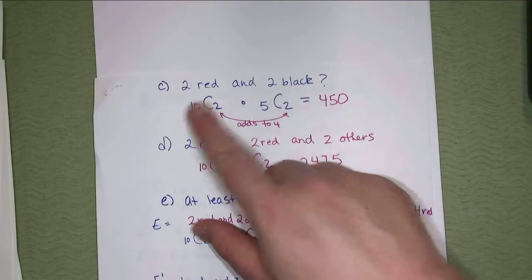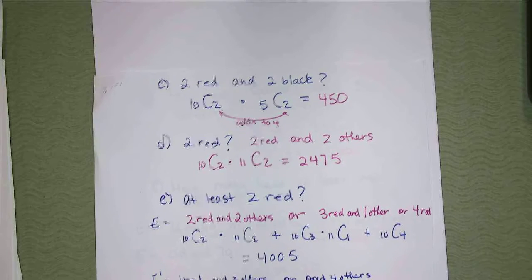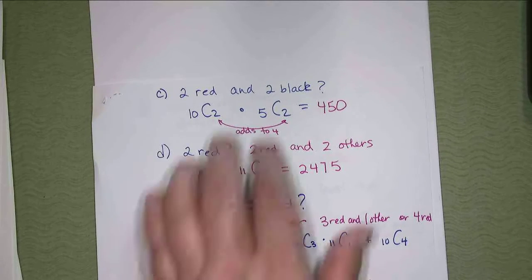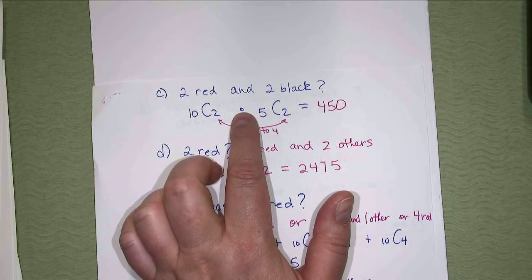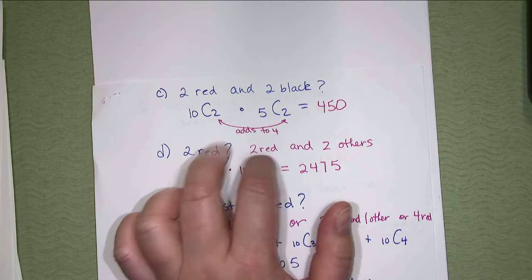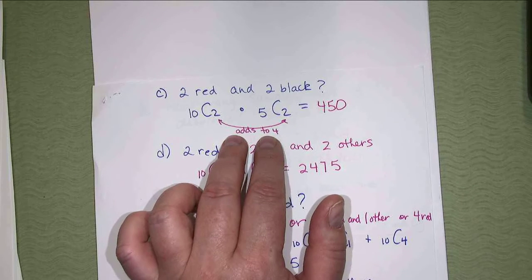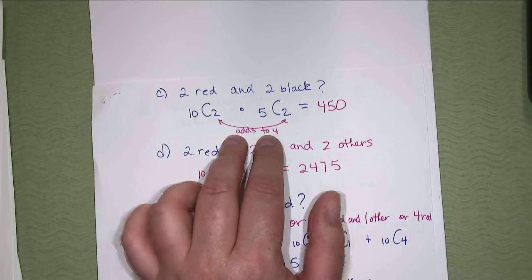Two red and 2 black. So they don't mention the, what's the third color? Green. They don't mention the green, so you don't count it. So they want 2 red and 2 black, so out of the 10 red, pick 2, and because we want 4 altogether, out of the 5 black, pick 2. This adds up to 4, because that's how many we were selecting altogether. That's what I said here. They add up to 4, because we're picking 4.